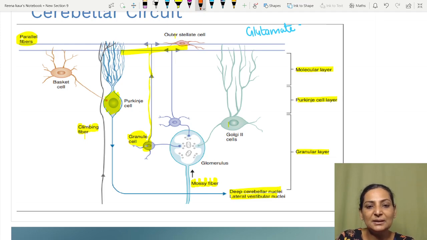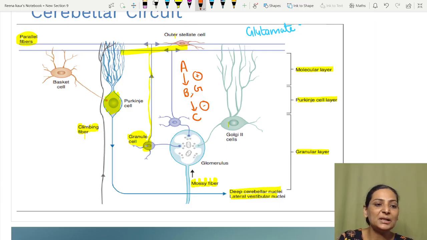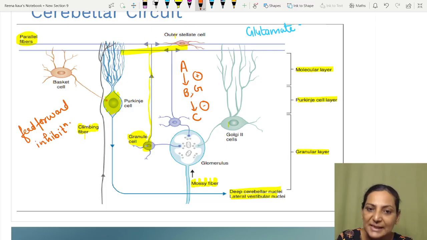So what we can see is that cell A, the granule cell, is excitatory to basket cells and to Golgi cells. But these cells in turn inhibit the Purkinje cell. So A is stimulating B, but B is inhibiting C. This is a very typical example of feed forward inhibition, which is found in the cerebellum. You have different types of synaptic inhibitions, and feed forward inhibition is seen with the cerebellum.